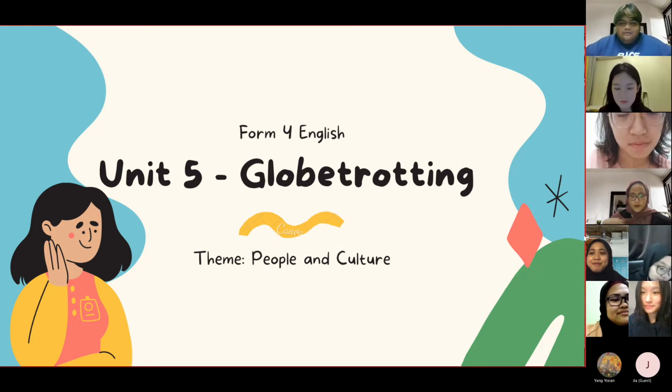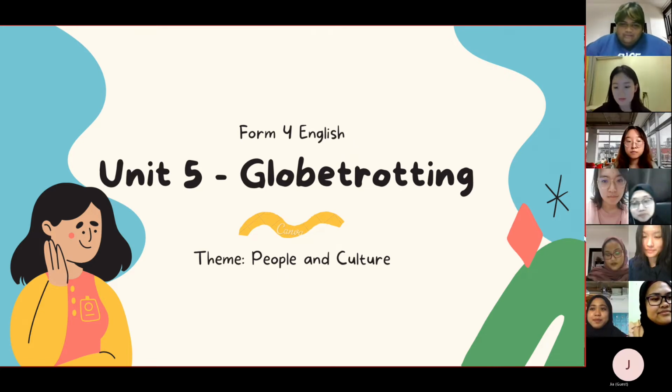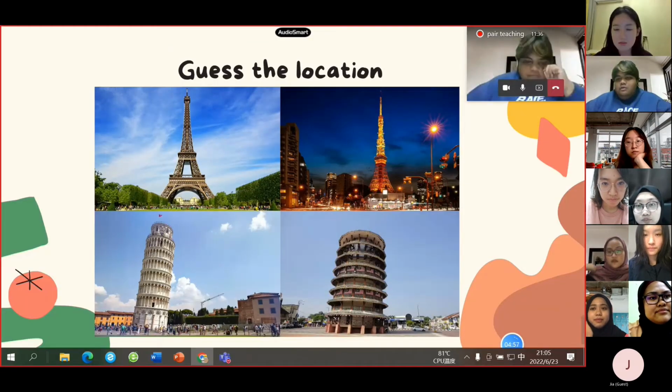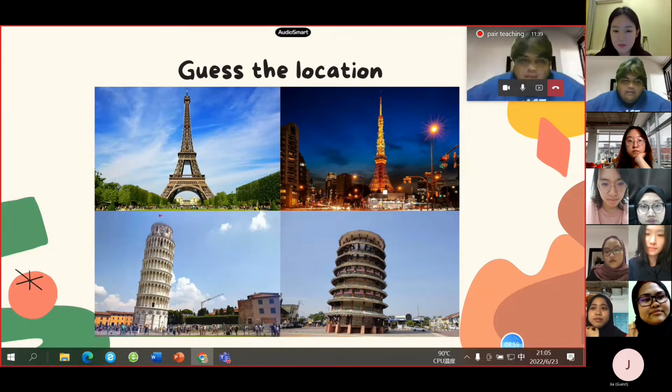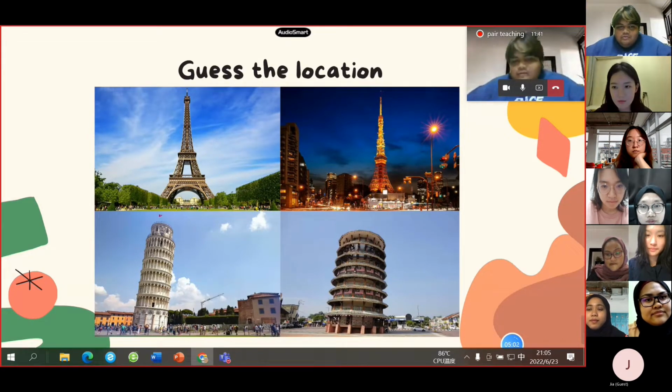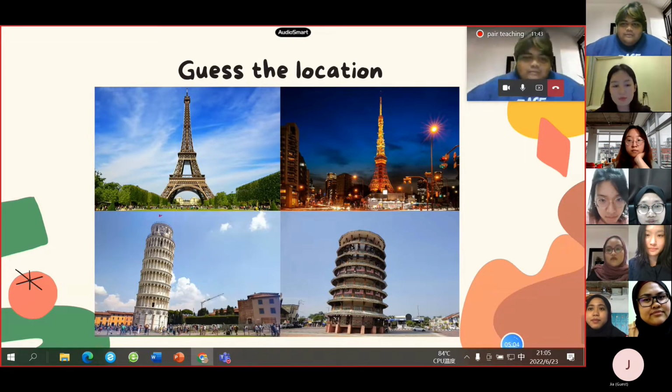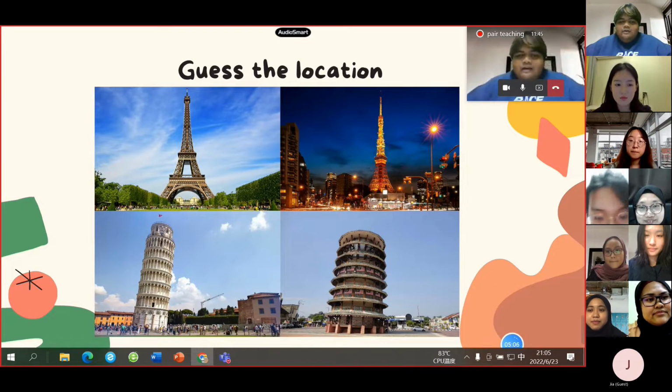So today we're going to learn the topic of Unit 5, which is group trotting. Right before that, we're going to start with our first activity. Okay, moving on. Next slide. Before we enter our activity one, we're going to do a little bit of warm up. So we're going to play guess the location.